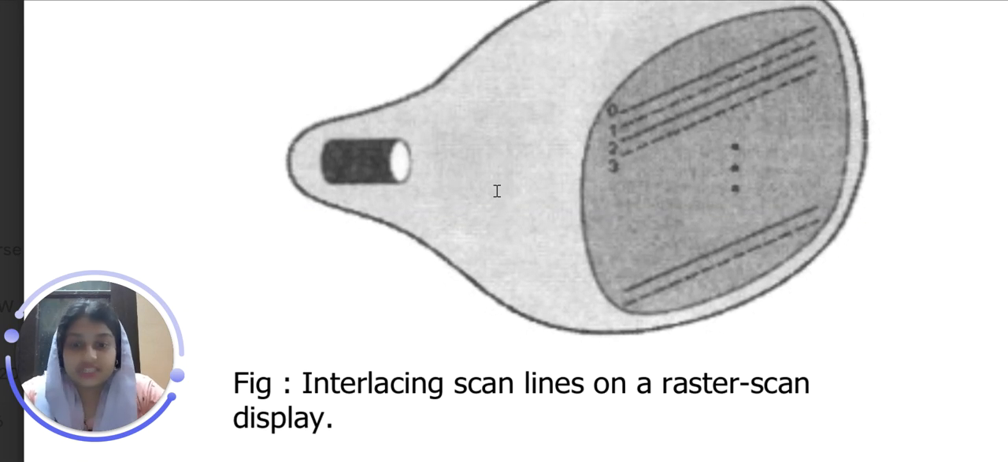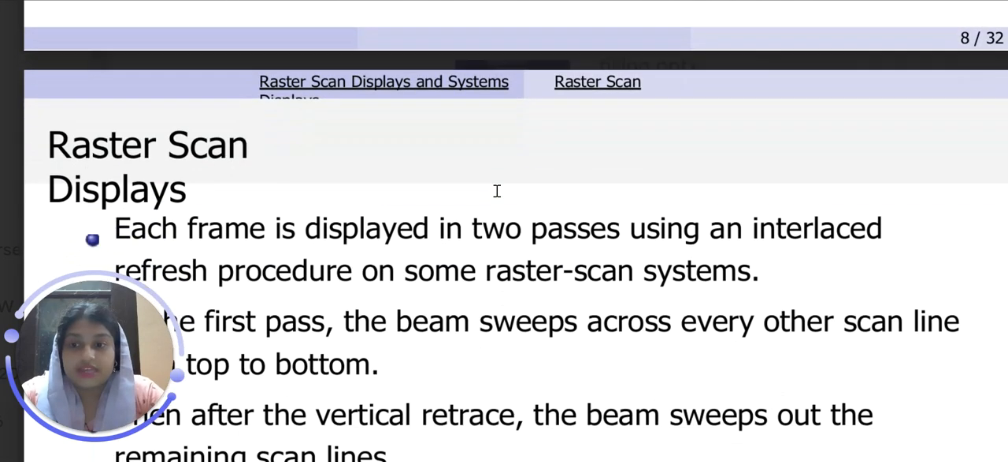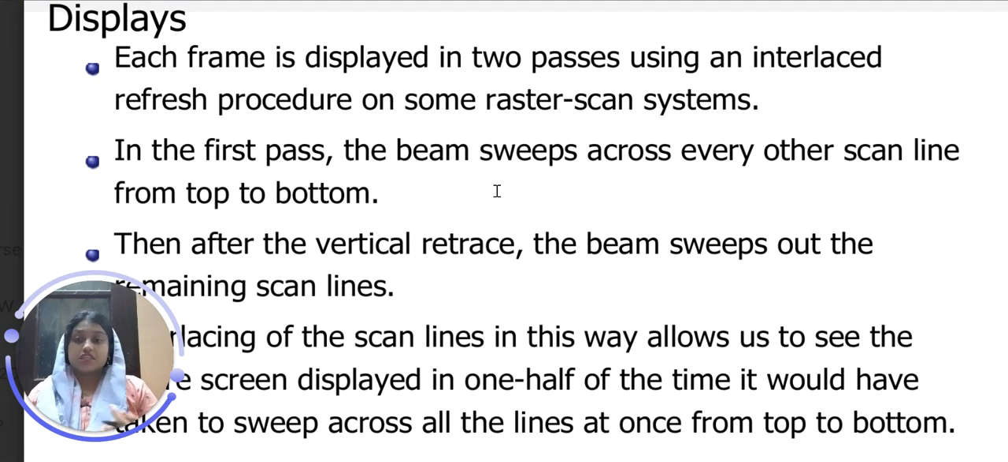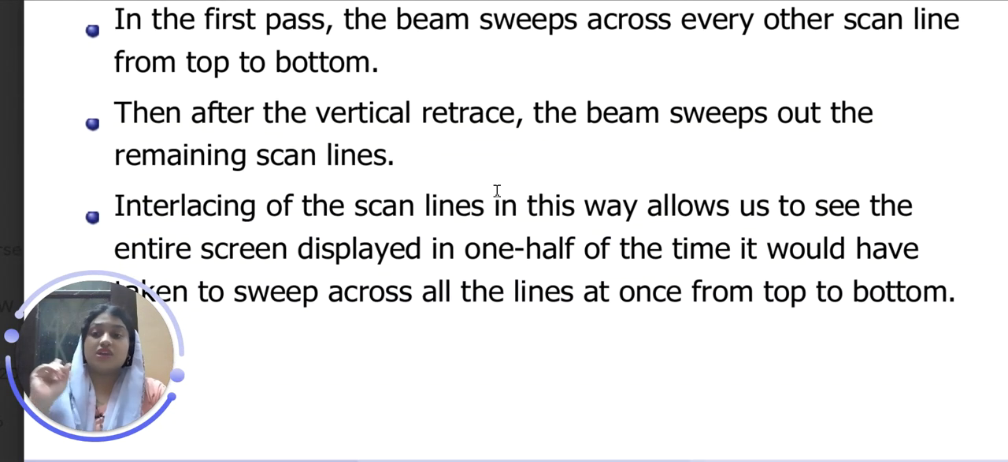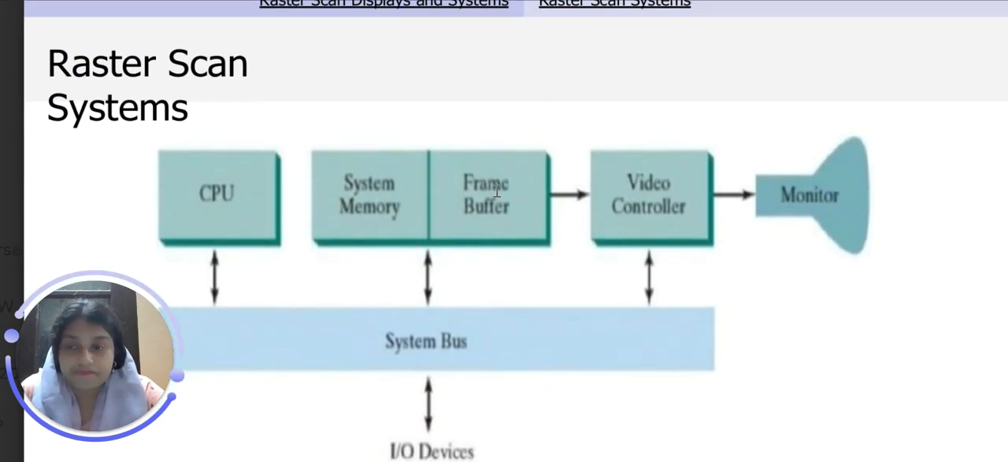This is a figure of interlacing scan lines on a raster scan display. Each frame is displayed in 2 passes using an interlaced refresh procedure on some raster scan systems. In the first pass, the beam sweeps across every other scan line from top to bottom. Then after the vertical retrace, the beam sweeps out the remaining scan lines. Interlacing of the scan lines in this way allows us to see the entire screen displayed in one half of the time that it would have taken to sweep across all the lines at once from top to bottom.